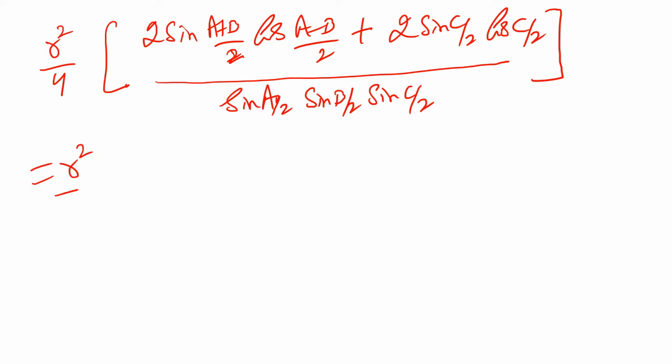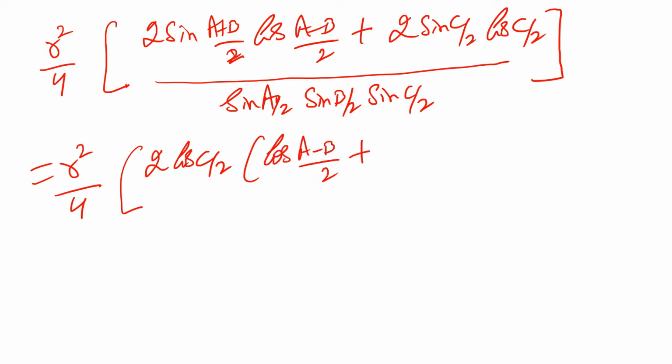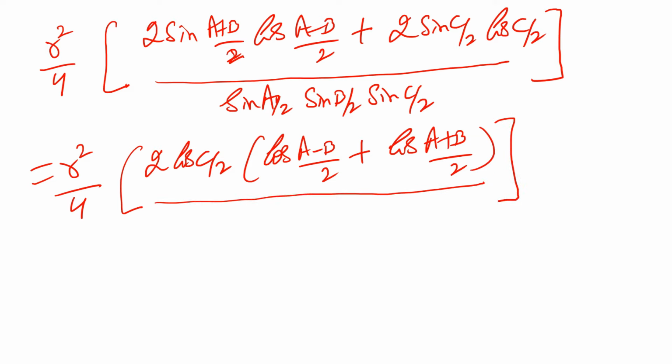Now finally this is r square upon 4 into, now just simplify this expression. This is going to be 2 cos c by 2 out. Why? Because this sine of (a plus b) by 2 is nothing but cos of c by 2. And inside the bracket we get cos of (a minus b) by 2 plus sine c by 2. Now sine c by 2 can be written as cos of (a plus b) by 2. Right? Because c is nothing but pi minus (a plus b). And in the denominator we have sine a by 2 into sine b by 2 into sine c by 2.